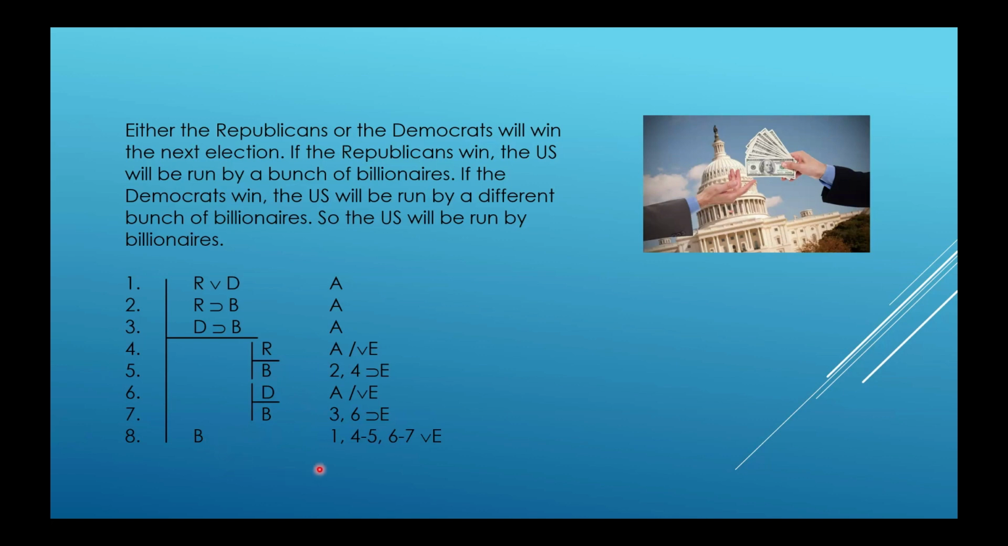And the way that you cite this rule is this. You cite the line that the initial disjunction is on. So we cite line 1 here. Then you cite both of the subderivations. So we cite 1, then 4 to 5, which is the first subderivation, then 6 to 7, which is the second one, and then or elimination.